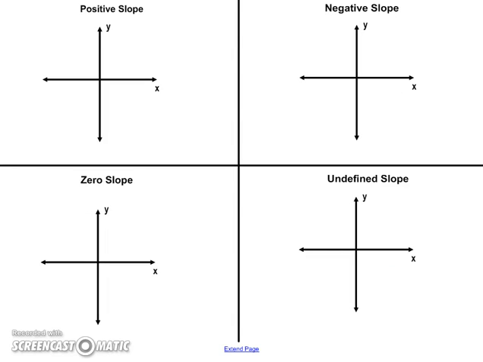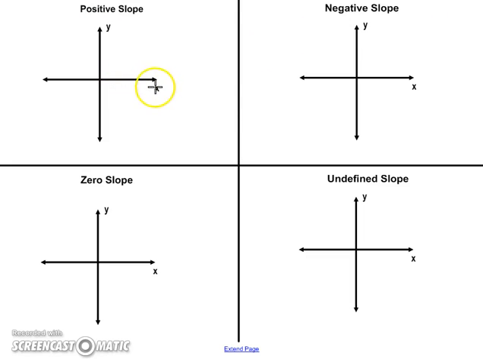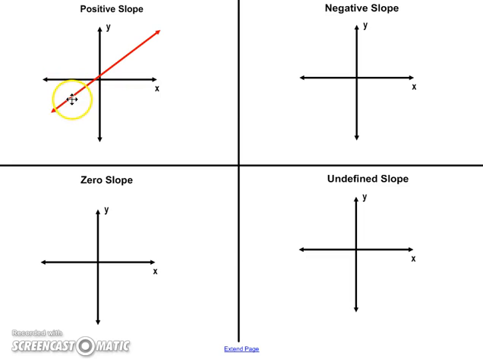Now the last thing to talk about is what type of line we have when we have positive slopes, negative slopes, and so on. So I'm going to put lines here on these graphs. I have my x-axis, I have my y-axis. A line that has positive slope goes upwards as it goes to the right. I'm going to change this to a red line. So if the line goes up as it goes to the right, it has positive slope.